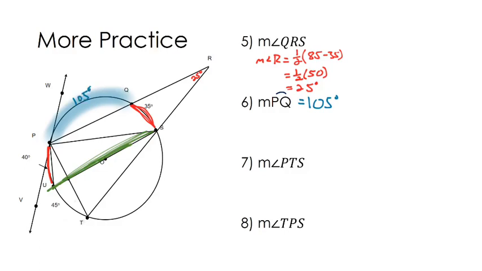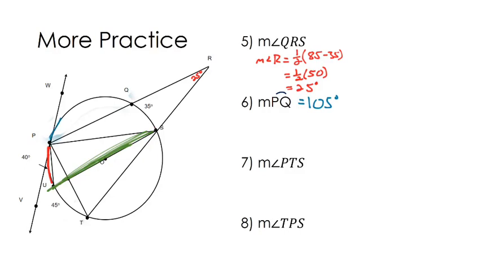Next, let's find the measure of angle PTS. PTS is this angle right here. This is what we're looking for. And so what I hope you're recognizing is that this is an inscribed angle. And the inscribed angle has half the measure of its intercepted arc. And so I know that colors are everywhere. Maybe I can erase some stuff and make this look a little better for us.